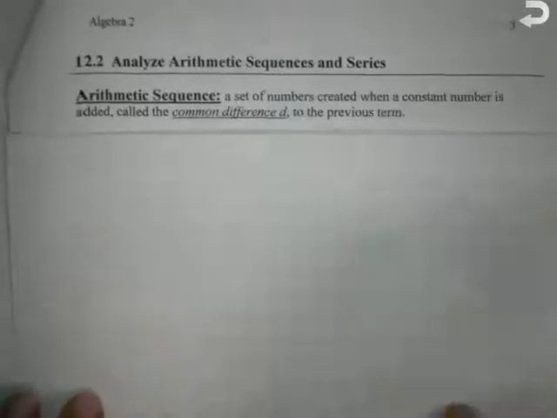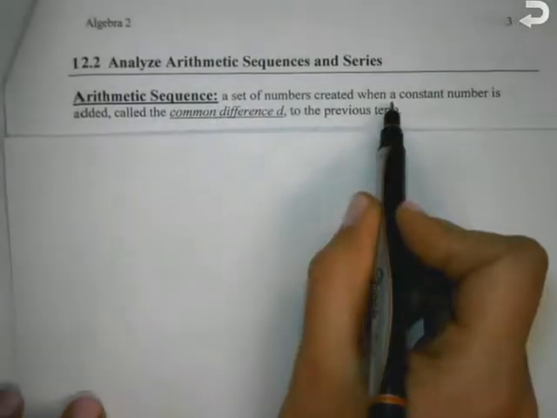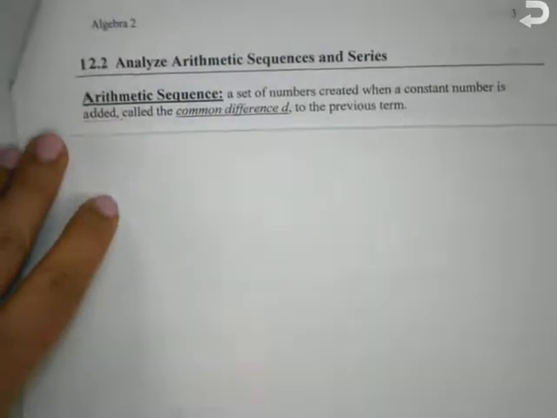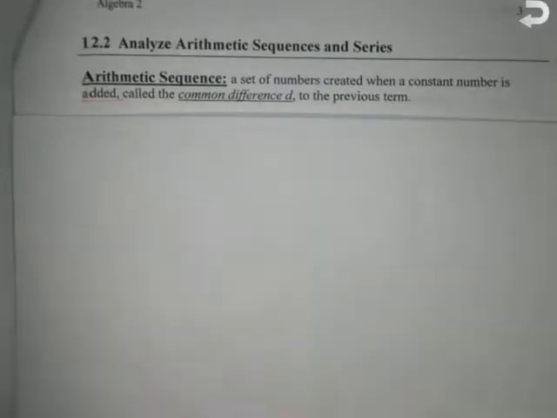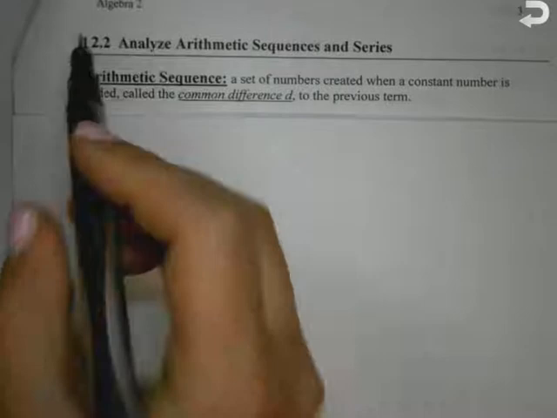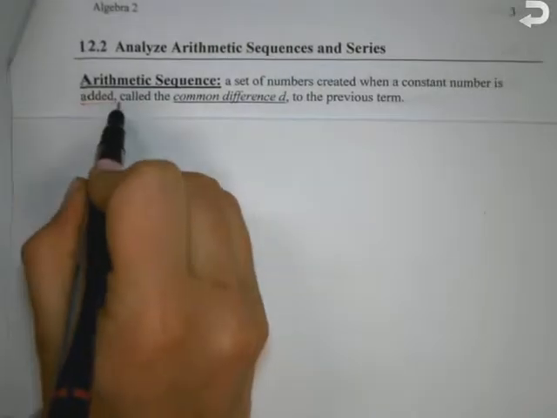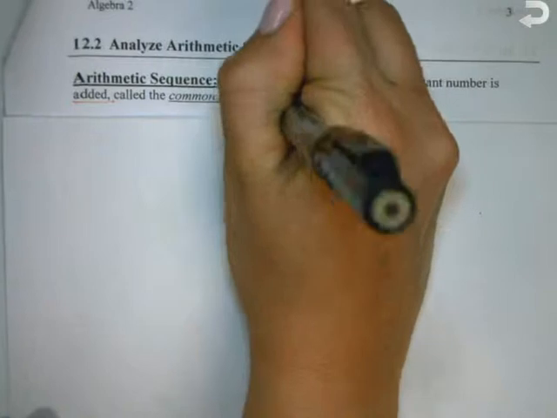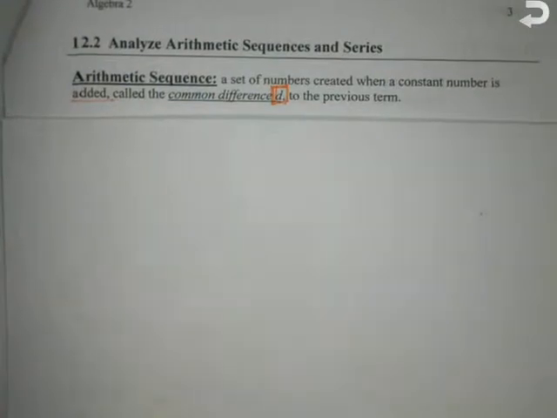An arithmetic sequence is a set of numbers created when a constant number is added to the previous term. It's just like the last example that I just did. They added 6 each time. When we're adding the same number each time, that's called the common difference, and the variable for that is d. Put a box around that so you don't lose it. So this means that I start at a number, and then I add the same number each time to get the next term. Okay, so just like number 38.